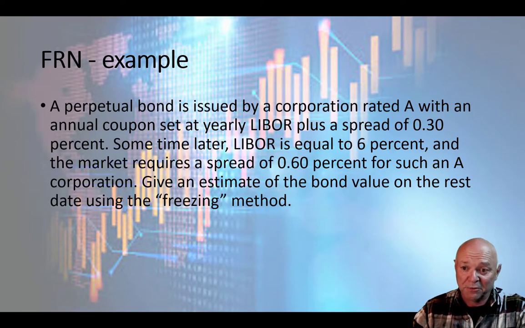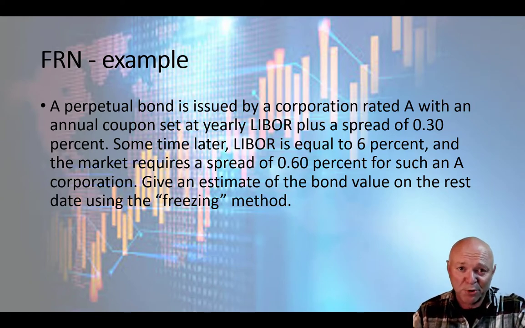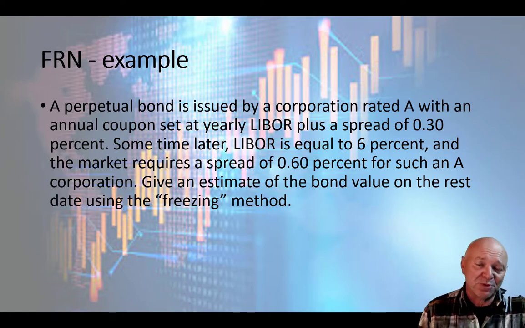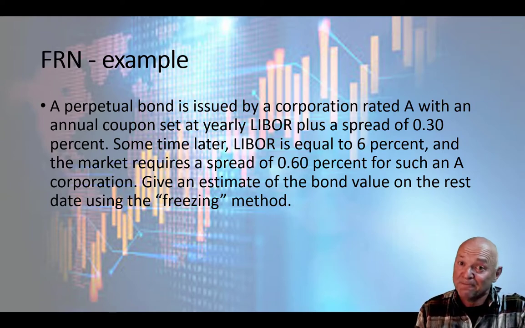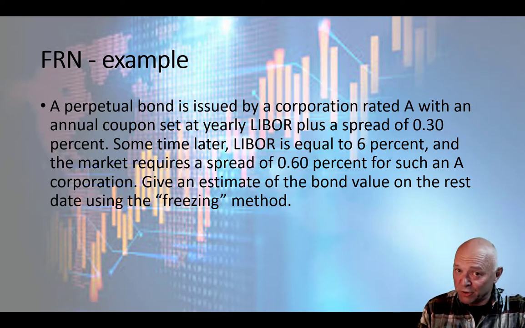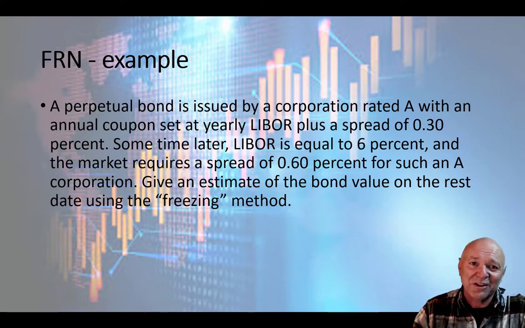Here we have an example. We've got a company with an A credit rating. They have created a bond called a perpetual bond, sometimes called a perp and sometimes also called a gilt, because of the gilt edges that they were sometimes produced with. This is a bond that never expires. In fact, it will continue to circulate until the company buys them back, which it would do if the interest rates were to fall substantially. Here, the coupon is set at LIBOR plus a spread of 30 basis points, 0.3%.